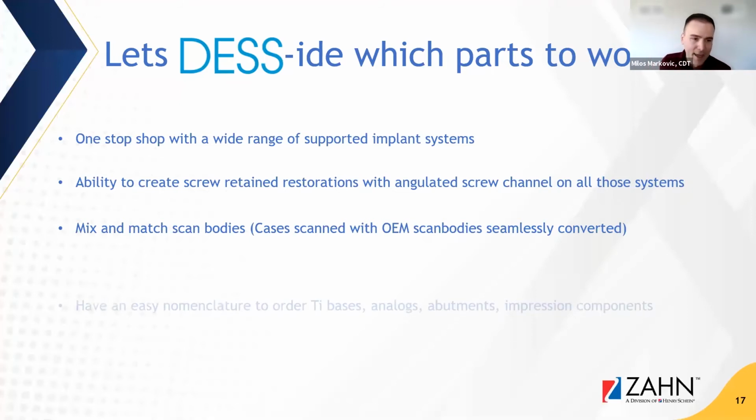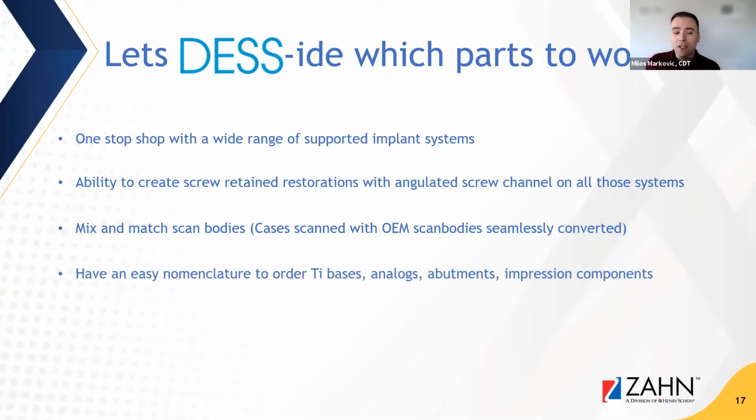And we have an easy nomenclature to order parts. So it's important what manufacturers call their stuff when you design them in 3Shape. If somebody wants to call their tie base conical connection RP, that's great, but which part do I order? I can't just call and say I need a conical connection RP. Conical connection RP what? You need a tie base, engaging, non-engaging, this and that, and so on and so forth.